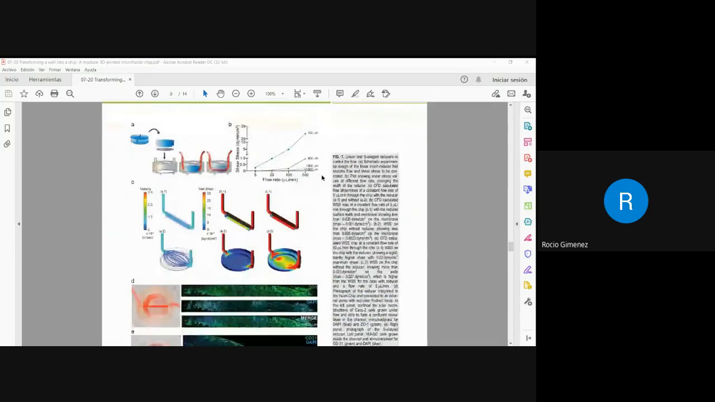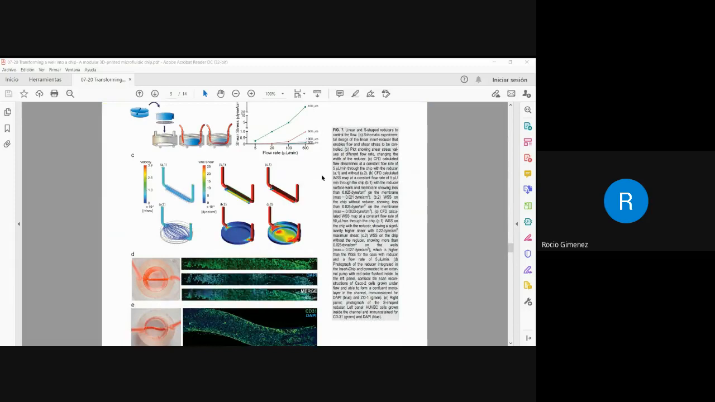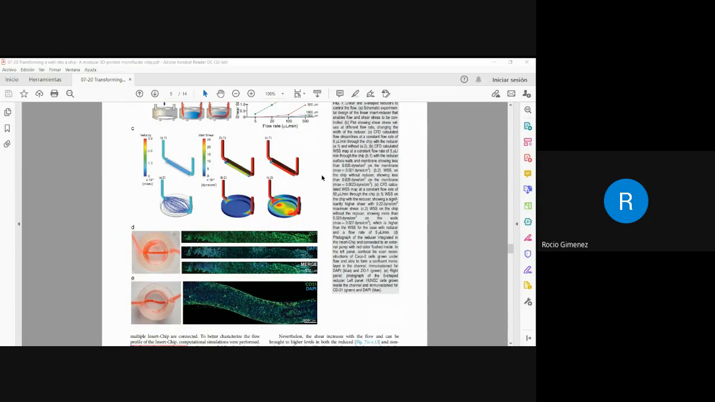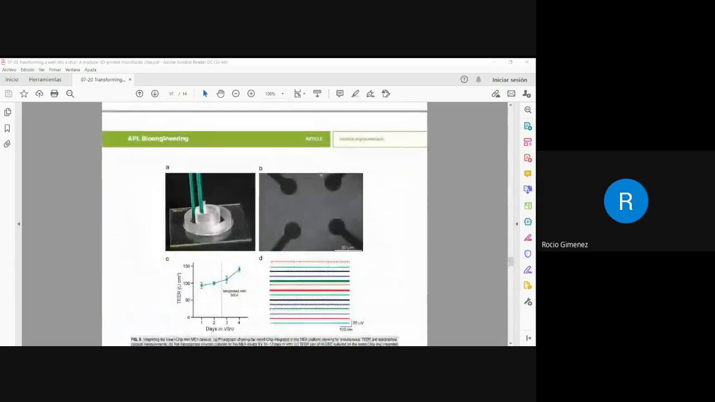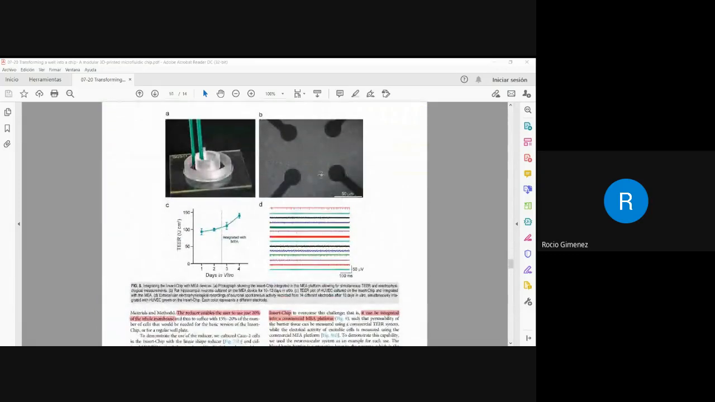They also fabricated a reducer made of PDMS that can easily be placed in the chip, reducing the active surface area by up to 20% and allowing channels to be created in any desired shape. So different designs can be used inside these insert chips. And finally, they used this insert chip and integrated it into a commercial multi-electrode array platform.